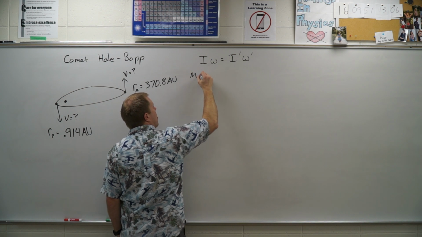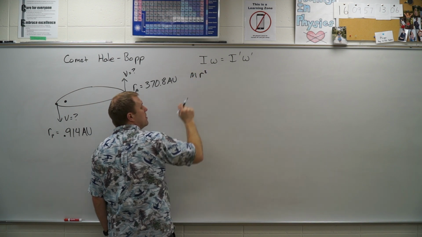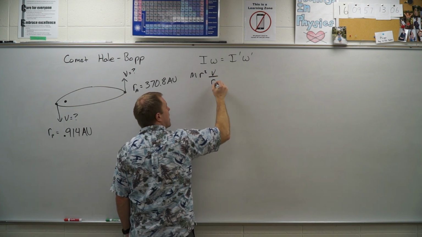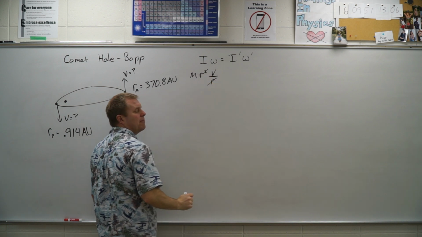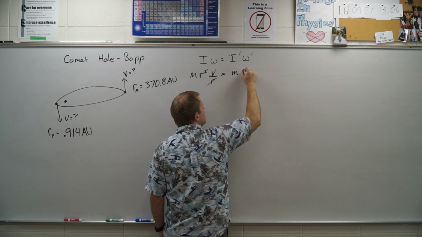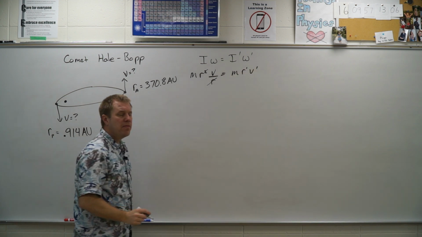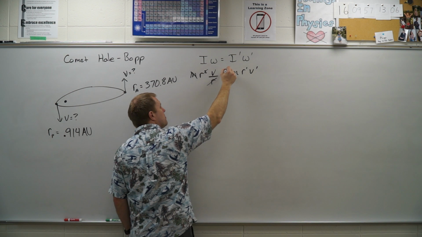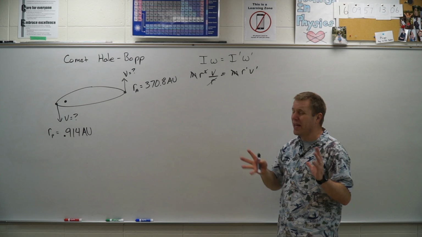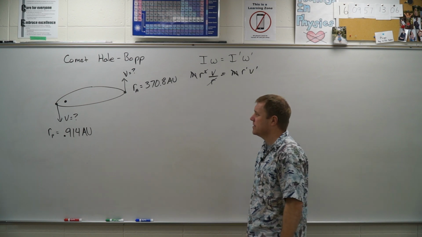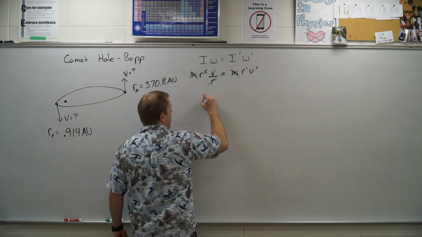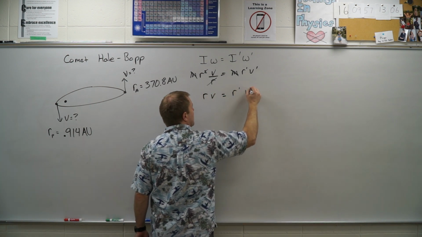So I've got mr squared for the moment of inertia for my point mass. Omega I can talk about as v divided by r. I see that those r's cancel and I'm left with my mvr there. And then we'll get the same kind of thing over here. So I get mv'r'. The mass will cancel. We are going to assume that the mass of our comet is staying pretty constant. We're also going to assume that there's no outgassing or things like that drastically affecting its orbital speed. All right, so now we're down to just rv equals r'v'.